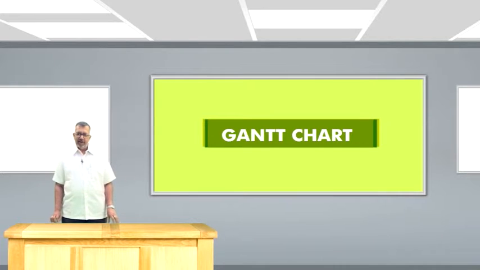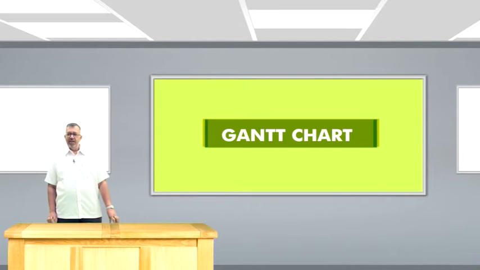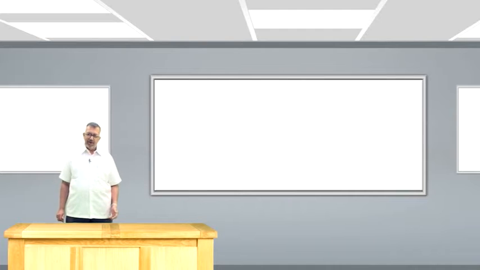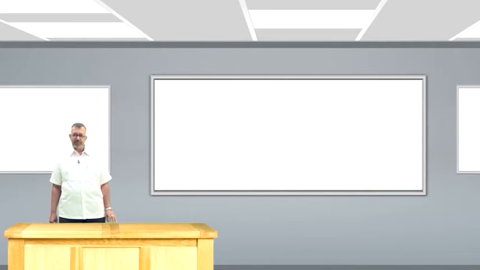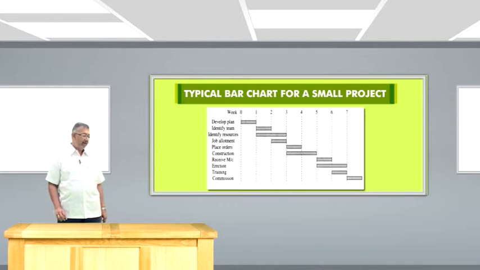The starting date and time and finishing date and time of each activity are important to identify, and this helps us understand the current status of the activities, whether they are lagging behind or leading forward. A typical bar chart of a small industrial project is shown in the next picture here. You can see the weeks are identified there.